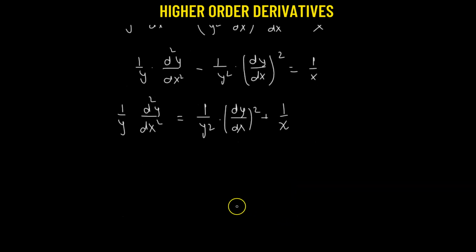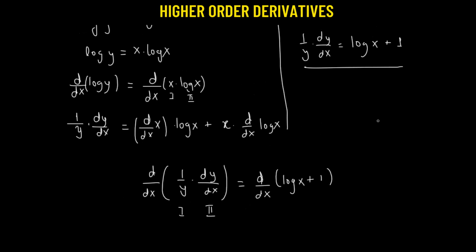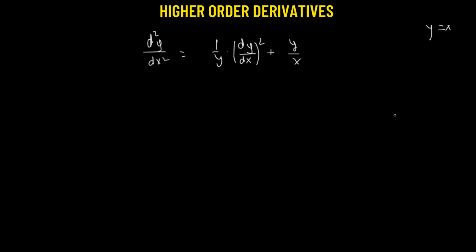Now let's multiply throughout with y. This gives us the second derivative of y with respect to x equal to 1 over y times the derivative of y with respect to x whole squared plus y over x. Now we know the value of y, which is simply x raised to the power of x, and let's also find dy over dx. So we'll go here. Let's multiply throughout with y. So we have dy over dx given by y times log of x plus 1. So let's replace this with y times log of x plus 1.